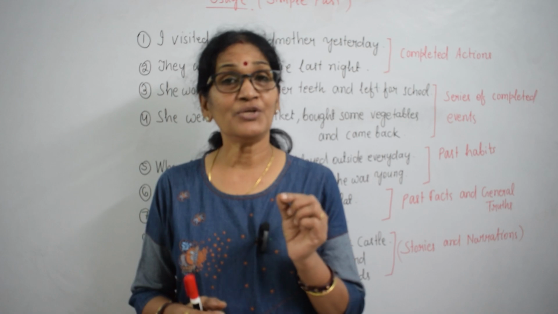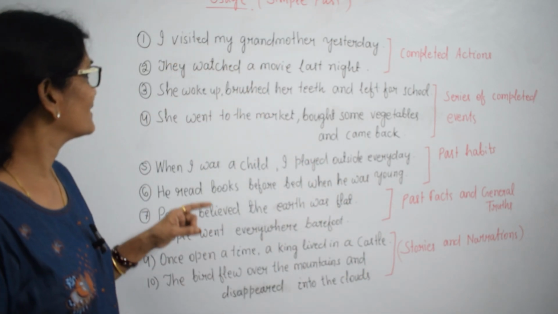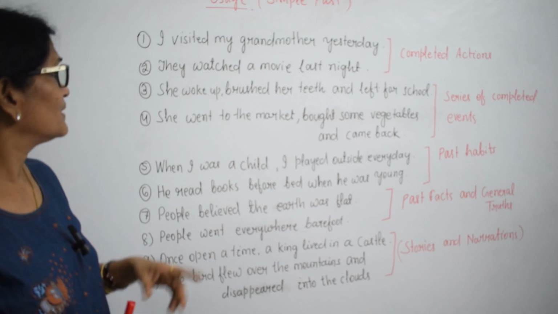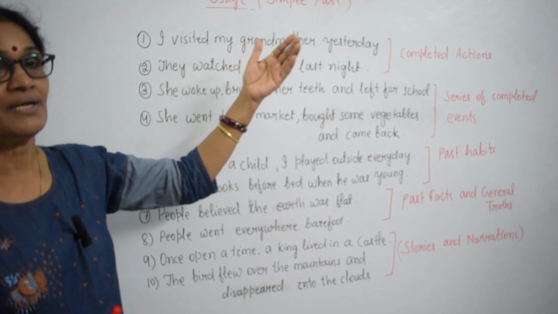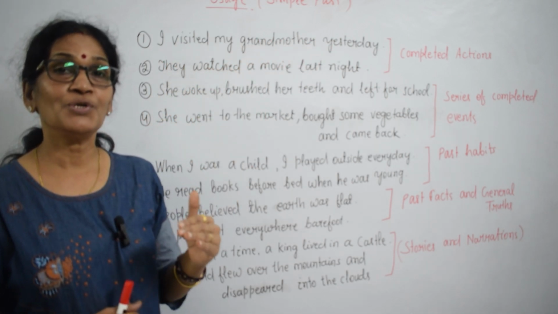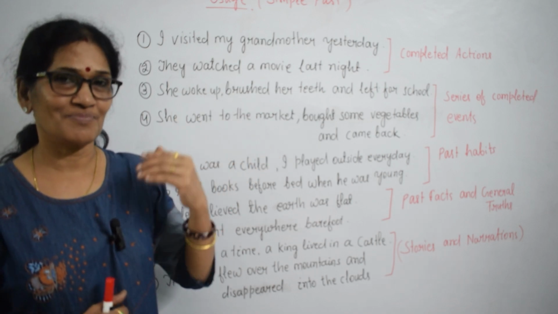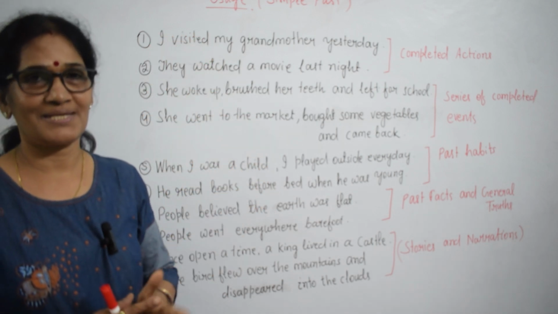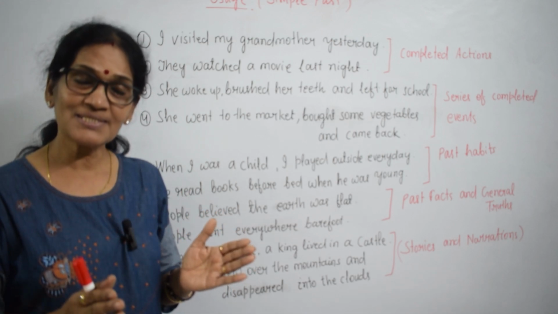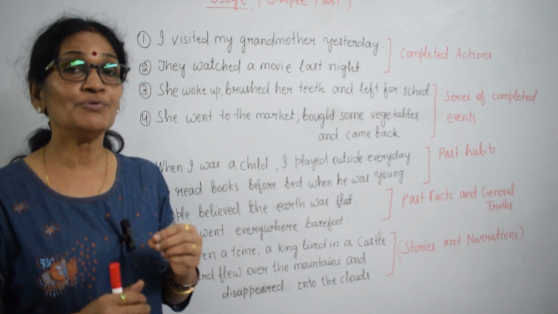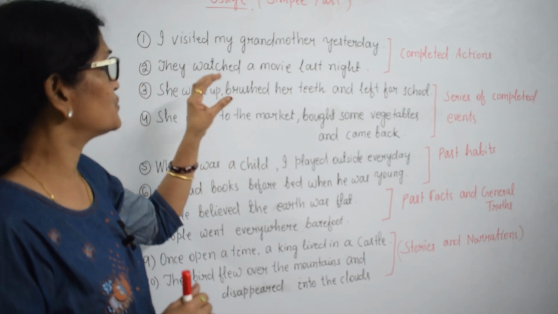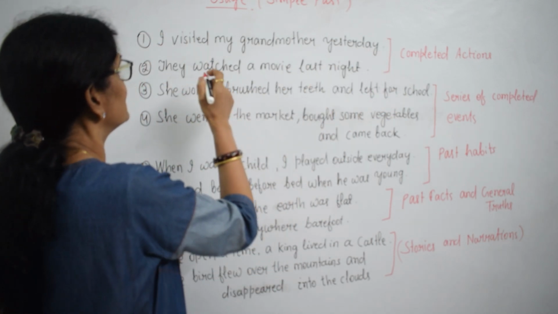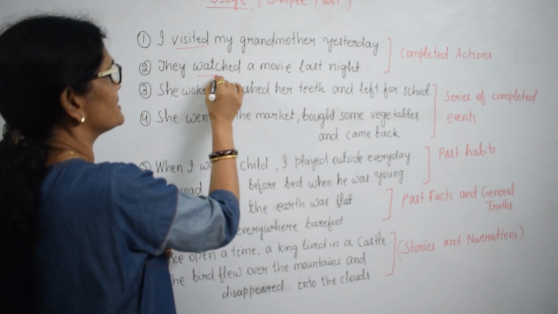Let's understand where to use simple past. I visited my grandmother yesterday. They watched a movie last night. We went for picnic last month. Okay, these are completed actions in the past. For completed actions in the past, if you want to express it, that should be in simple past. Completed actions. Visited, watched.